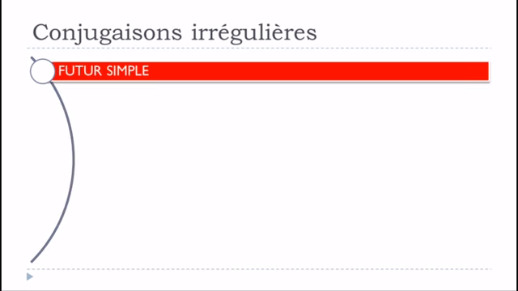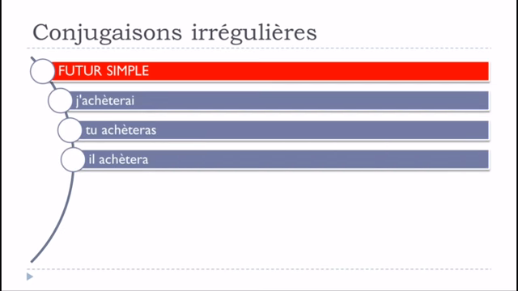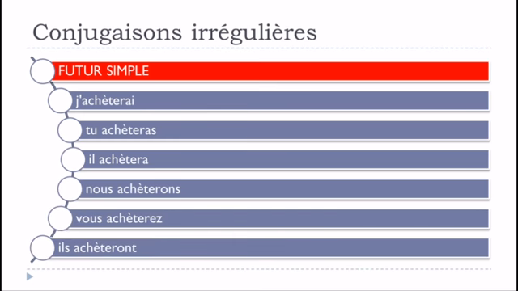Okay, so for the futur simple, j'achèterai, tu achèteras, il achètera, nous achèterons, vous achèterez, ils achèteront. So here you can see that all the forms will be concerned and affected or modified. Okay, so it's the same rule, so you will put this accent grave here, and then you will change the pronunciation.